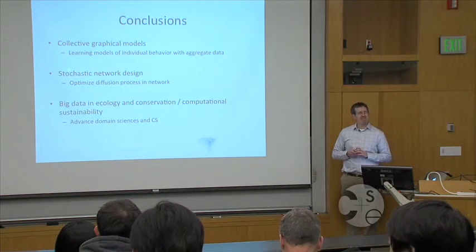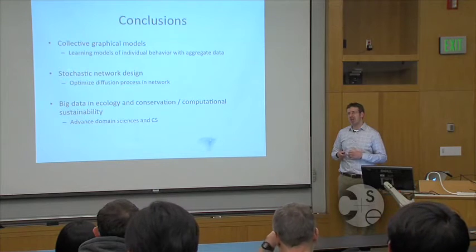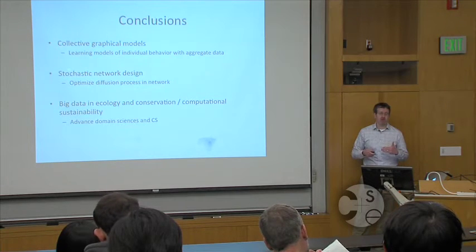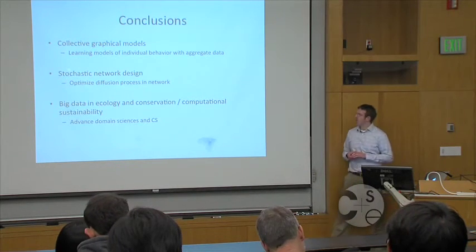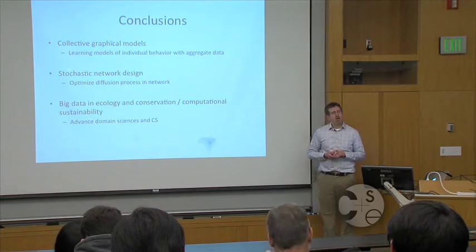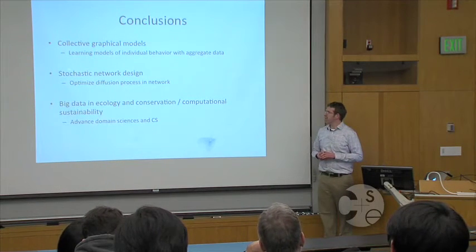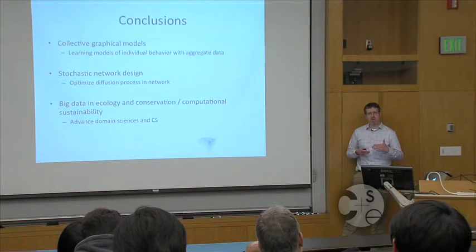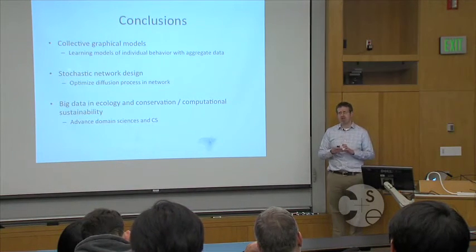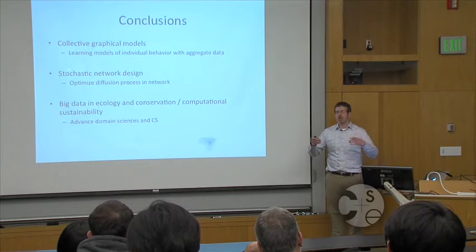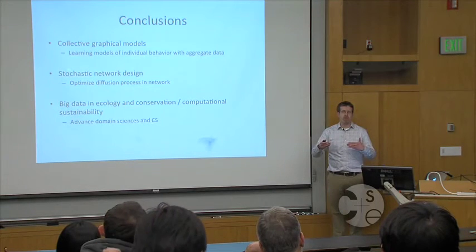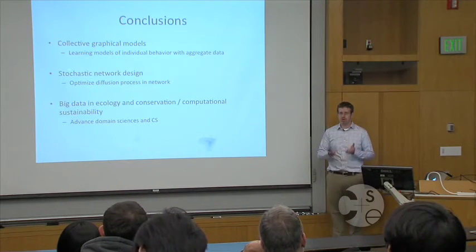I talked much more briefly about this framework of stochastic network design, but I hope I gave you at least a flavor. There are many decision-making problems, especially in conservation and other areas, that involve optimizing diffusion processes and networks. And then I want to make, again, the much bigger picture: I think there's a lot of important work in this area of big data and ecology and conservation. Carla Gomes came and gave a talk not too long ago about computational sustainability. This is part of that bigger umbrella. And basically, I think there are opportunities both to do important work in the domains and also to find really interesting problems to work on in computer science.